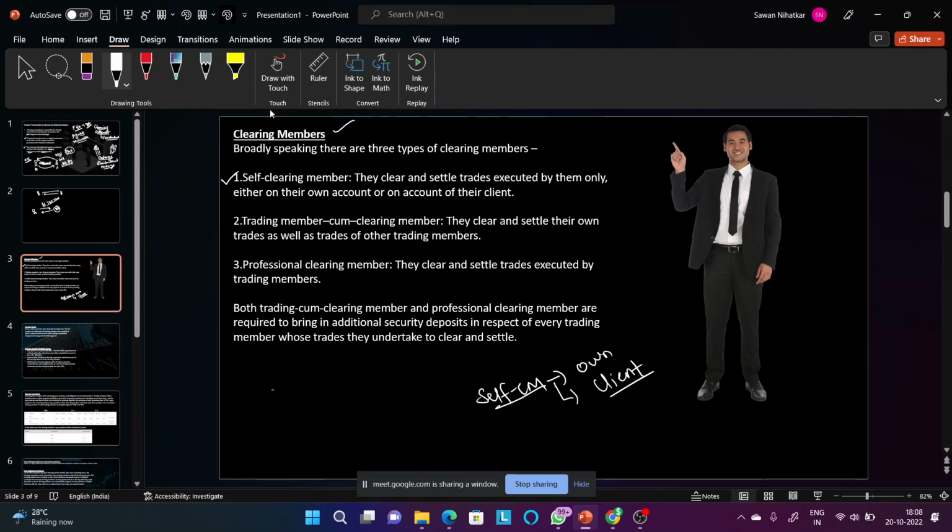Next we have the trading member, combined clearing member. As we saw yesterday, trading combined clearing member, TCM. So in case of TCM, what happens is they can clear and settle their own trades as well as the trades of other trading members.